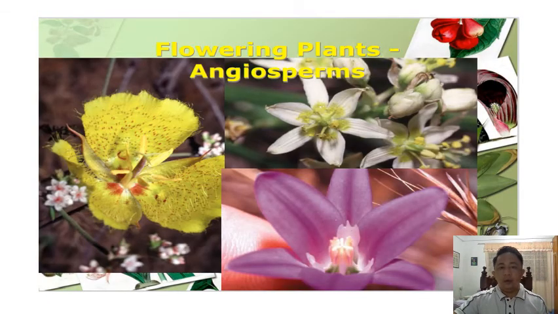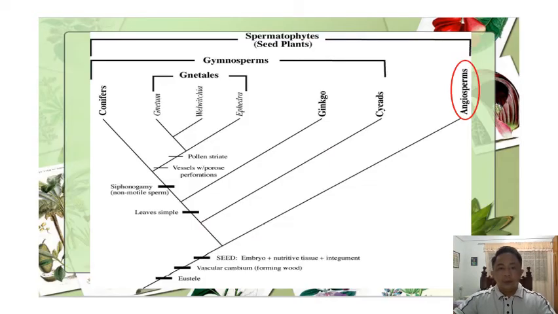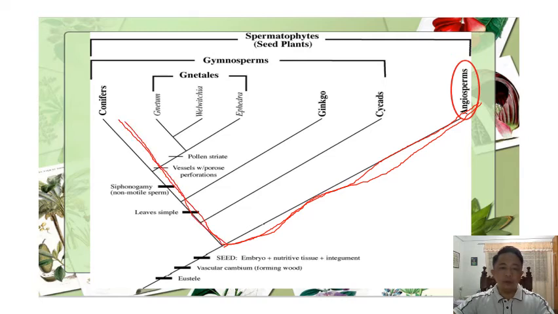The last group of land plants are your angiosperms or your flowering plants. If we look at the evolutionary tree, we could observe here that your angiosperms evolved separately from the other groups. So they branched out into a different area. Unlike the other groups, such as your gymnosperms, they evolved separately. So they have a separate evolutionary history.